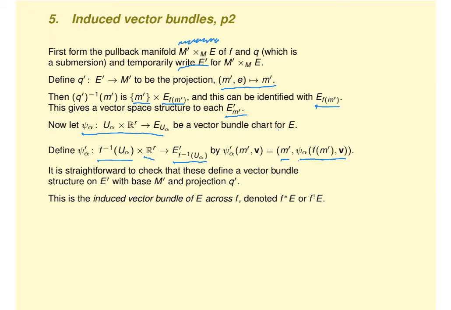And this is another thing that I'm going to leave as an exercise. It's straightforward to check that these define a vector bundle structure on E prime. The base is M prime, the projection is Q prime, and there's some more properties that will follow in a moment. So this is the induced, or possibly the pullback, vector bundle of E across F. And we'll use the Schwick notation.